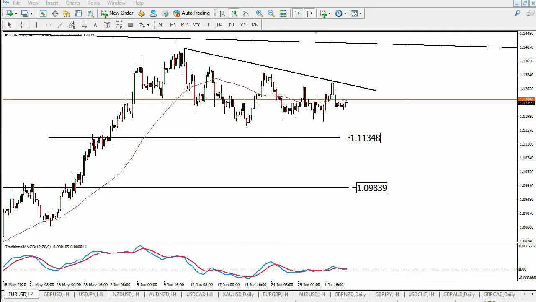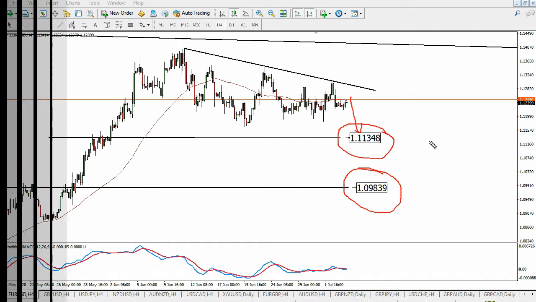I'm still bearish on Euro USD because the price was moving as I expected. So my overview about the Euro USD is still a downside move.